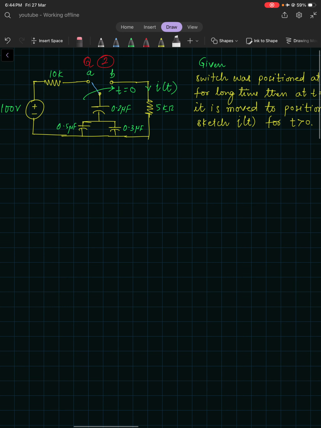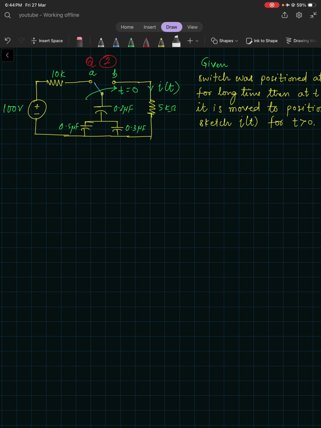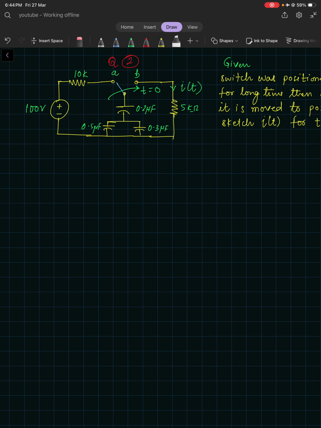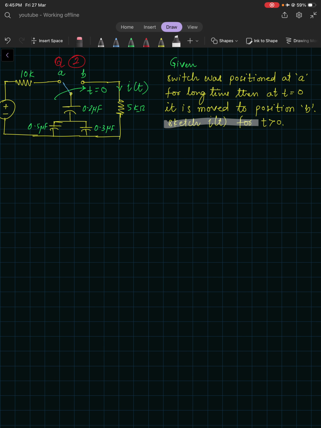Here you can see the switch has two positions, position A and position B. The switch was in position A for a long time, and at t equal to 0 it was moved to position B. The question is to sketch I(t). There are three different capacitors, but they form an equivalent, single capacitor. So again this is a first order circuit, and the source is a constant source. Sketch I(t) for t greater than 0.